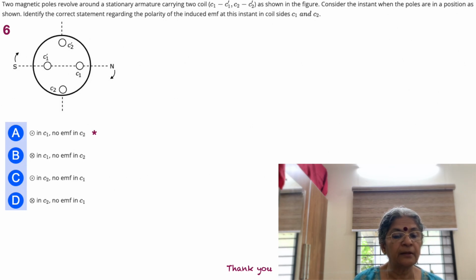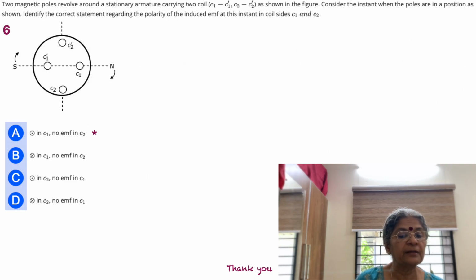Obviously, since the poles are moving, the flux is associated with C1 dash and not associated with C2 and C2 dash. We don't have any EMF in C2 and C2 dash. We have an EMF in C1 and C1 dash. And in what direction? You have to use your right hand rule. The flux direction can be shown by your forefinger. The movement direction can be shown by your middle finger, taking C1 as reference, and by your thumb, you will get the direction of the induced EMF there.